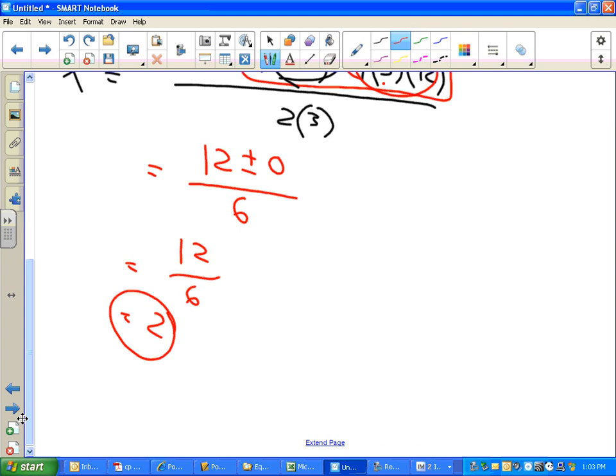What do you think that tells you about the graph? If it only crosses the x-axis in one spot, what spot could that be? It's got to be the vertex. So that's the x-coordinate of the vertex.